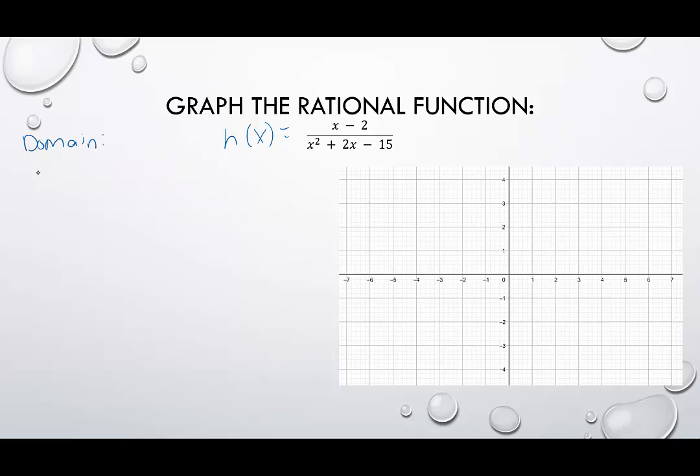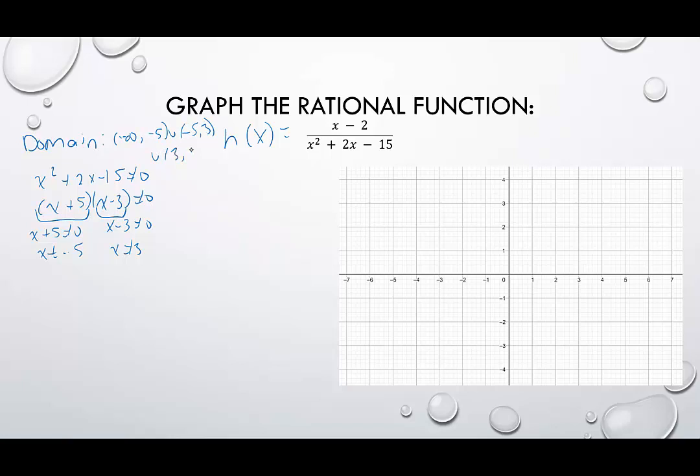Remember, the domain is going to have restrictions when that denominator is equal to 0, so x squared plus 2x minus 15 cannot be 0. We're going to factor this. This is going to be x plus 5 times x minus 3 cannot be 0. So now neither of these can equal 0. And so we get x can't be negative 5 and x can't be 3. So we have negative 5 and 3. So our domain is from negative infinity to negative 5, from negative 5 to 3, and from 3 to infinity. Okay, so there's our gorgeous domain.